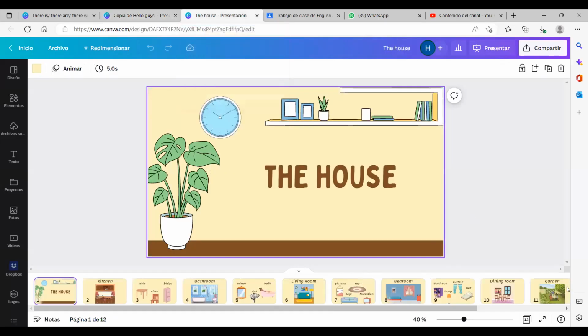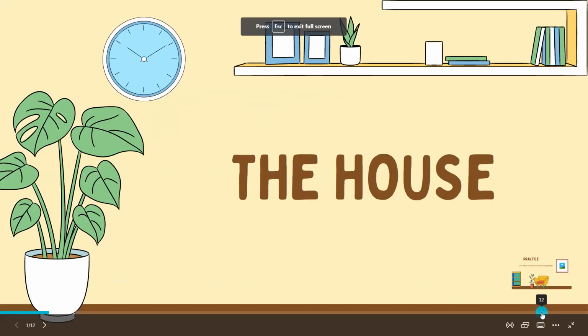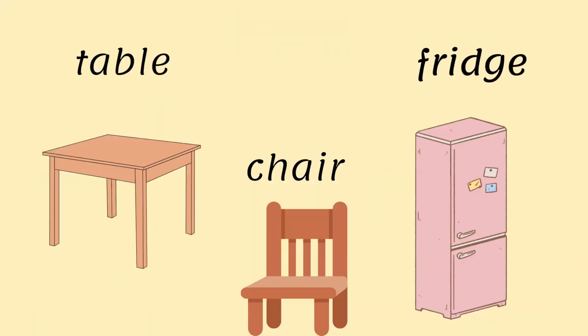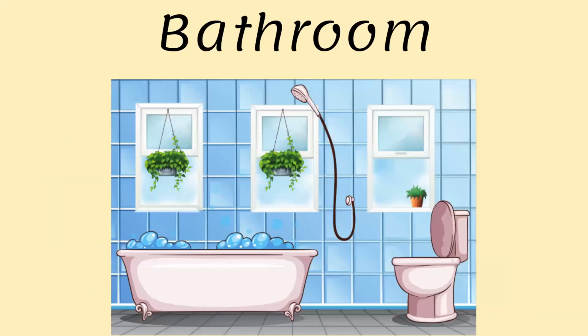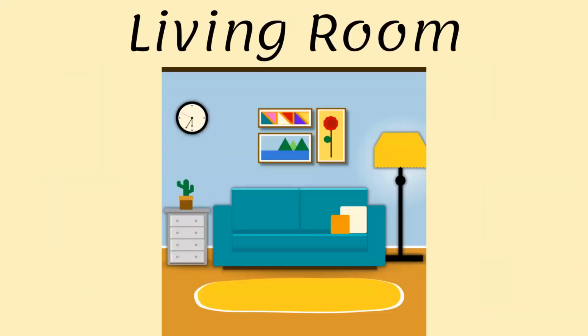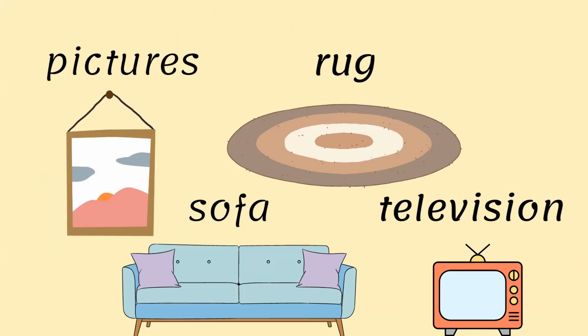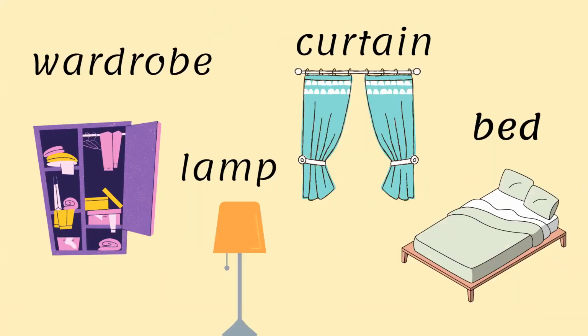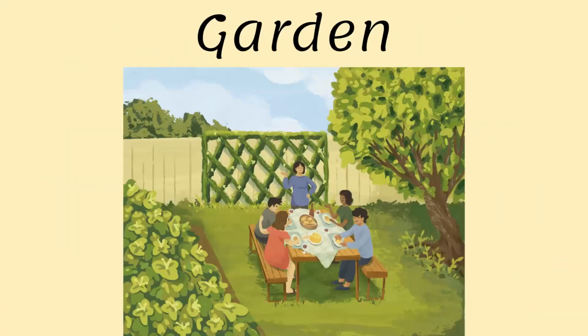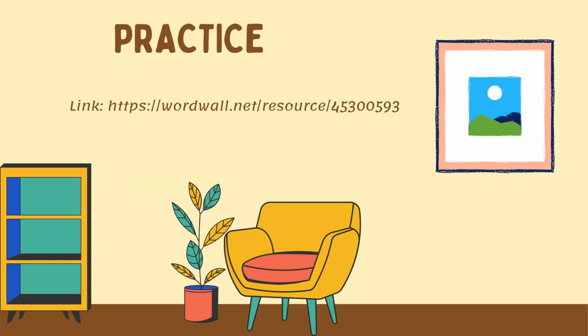Let's continue. Now we're going to learn some vocabulary for the house. Kitchen. In a kitchen, you can find a table, a chair, or a fridge. Bathroom. In the bathroom, you can find a mirror, a sink, or a bath. The living room. In the living room, you can find pictures, a sofa, a rug, or a television. Bedroom. In the bedroom, you can find a wardrobe, a lamp, a curtain, or a bed. Dining room. Garden, and here's some practice.